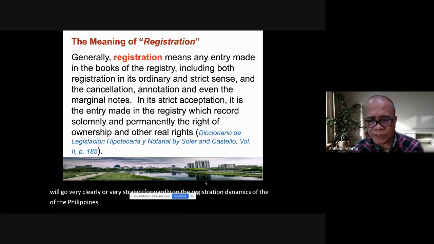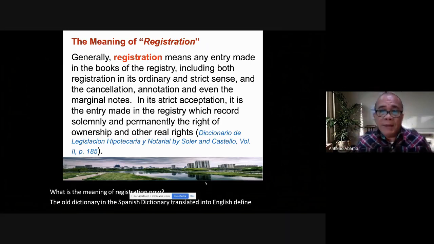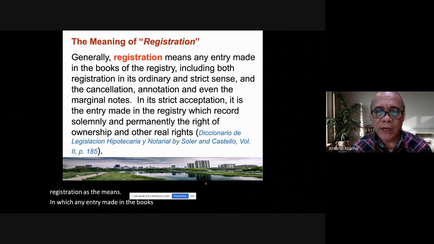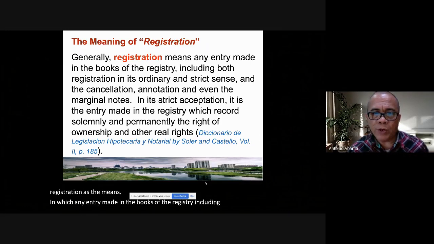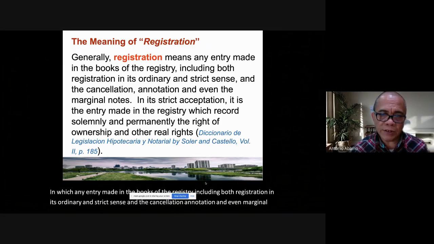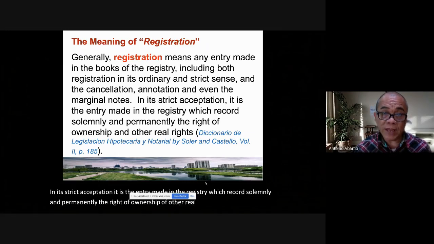Okay, what is registration? What is the meaning of registration? Now, the old Spanish dictionary translated into English defined registration as the means in which any entry is made in the books of the registry, including both registration in its ordinary and strict sense, and the cancellation, annotation, and even marginal notes in its strict acceptation. It is the entry made in the registry which records solemnly and permanently the right of ownership over real properties. Okay, so registration is actually just recording.